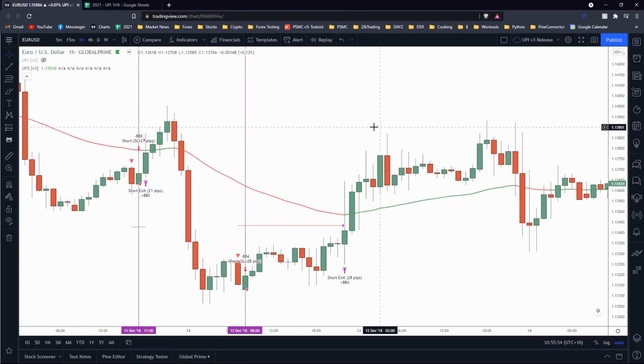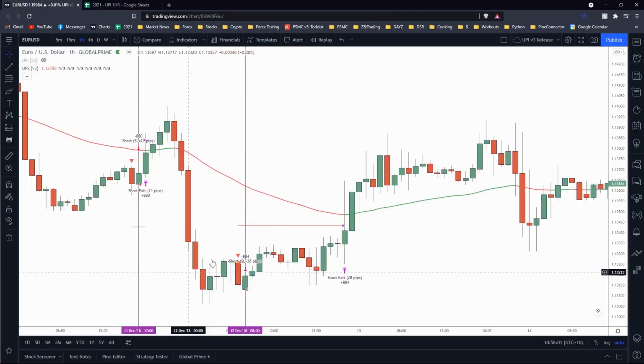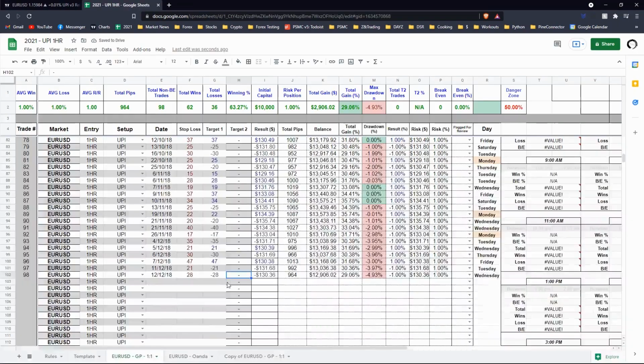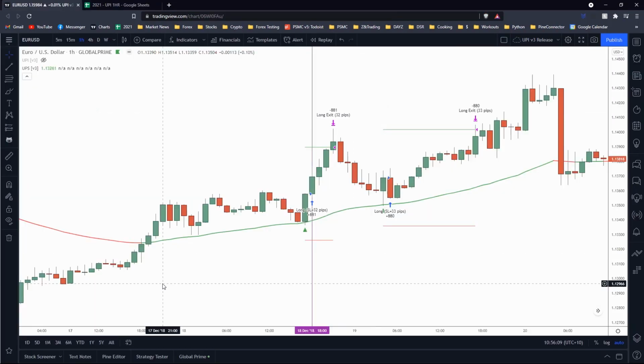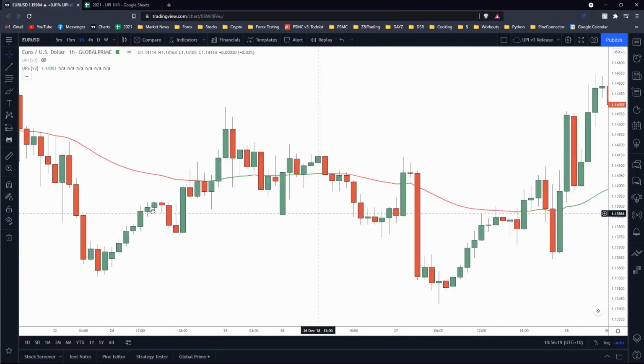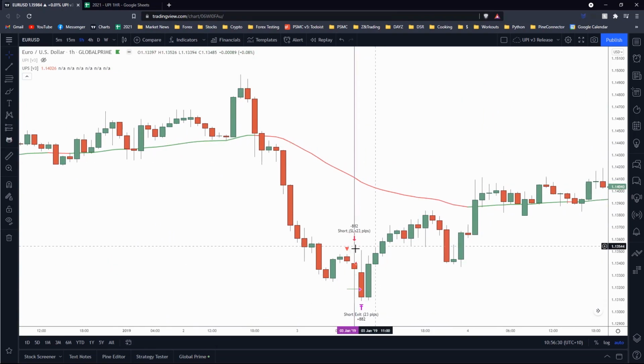Another losing trade, 12th of December of 28 pips. Winning trade, 18th of December 2018, 32 pips, followed by another winning trade on the 19th of 33 pips. Another winning trade.